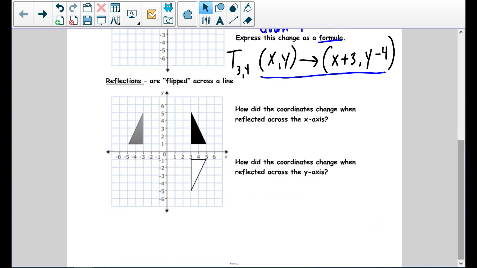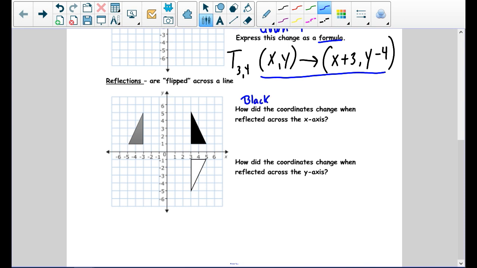Reflections. So we have two different reflections. We have reflection across the x-axis. Okay, so we're flipping it from the top down to the bottom. And then we also have a reflection, we can reflect it across the y-axis. So we're going to flip left to right in this case. So again, taking a look at our reflection across the x-axis, we're going to go from the black shape to the white shape down below.